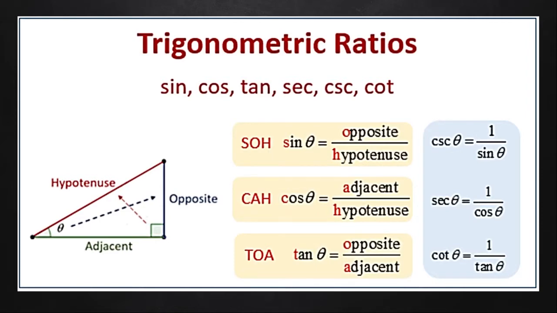So I know you are familiar with trigonometric ratios using the right triangle approach and using the acronym SOHCAHTOA to get the 6 trigonometric functions. So for SOH, sine theta is equal to opposite over hypotenuse, CAH for cosine theta is equal to adjacent over hypotenuse, and TOA for tangent is equal to opposite over adjacent. So you have also the inverse of those functions, which are cosecant, secant, and cotangent.